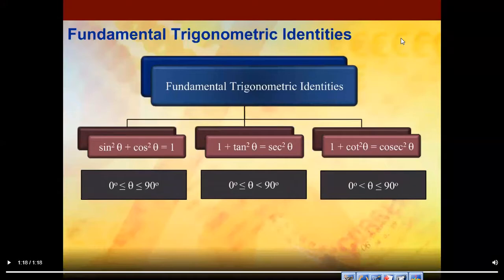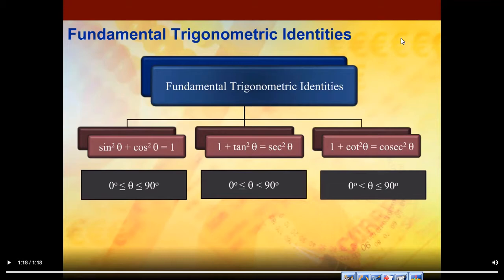The third identity is 1 plus cot square theta is equal to cosecant square theta. Since cosecant theta and cot theta are not defined for theta equal to 0 degrees, the identity holds true for theta greater than 0 degrees and less than or equal to 90 degrees.